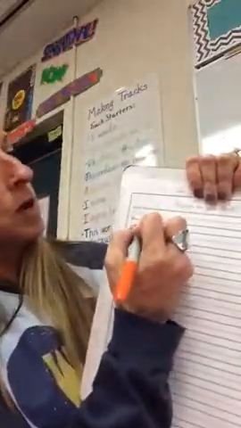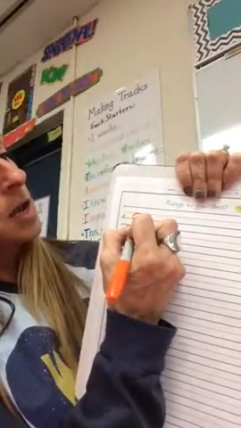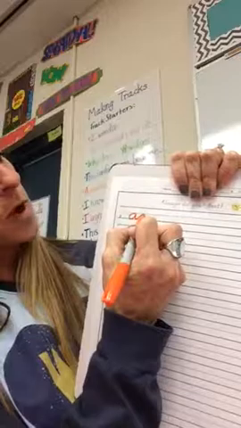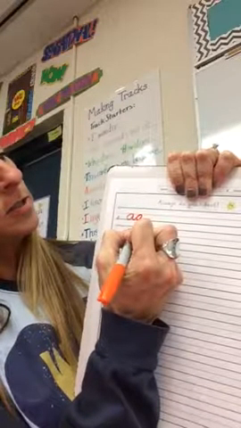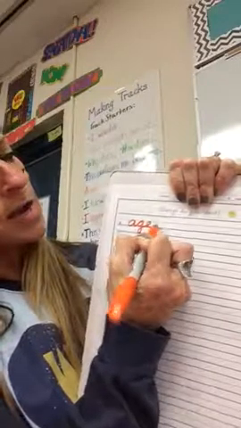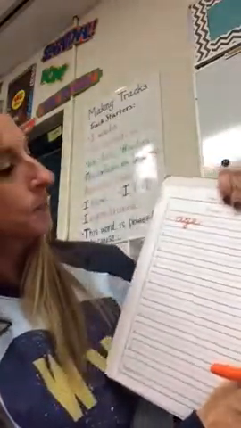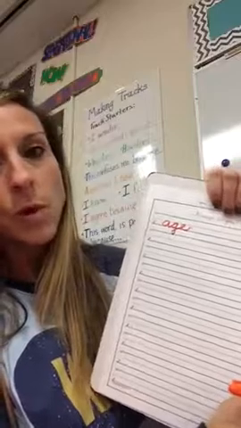Age, A-G-E. We go around like a C, up and touch, back around like a C, down to the blue line below, loop it forward, and up and around for that E, A-G-E. Okay, the next word that we're going to do this week is space.